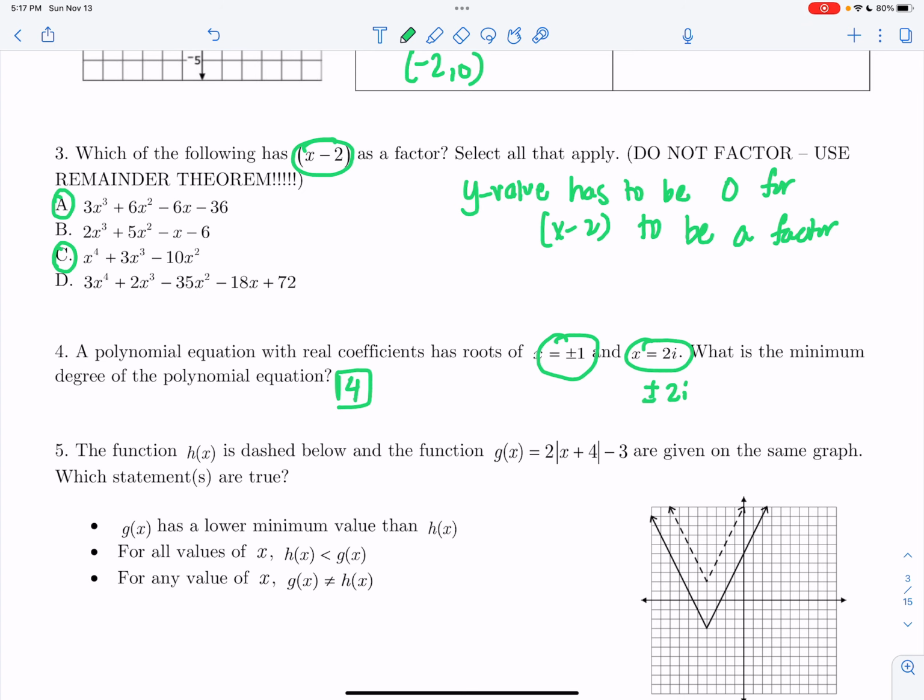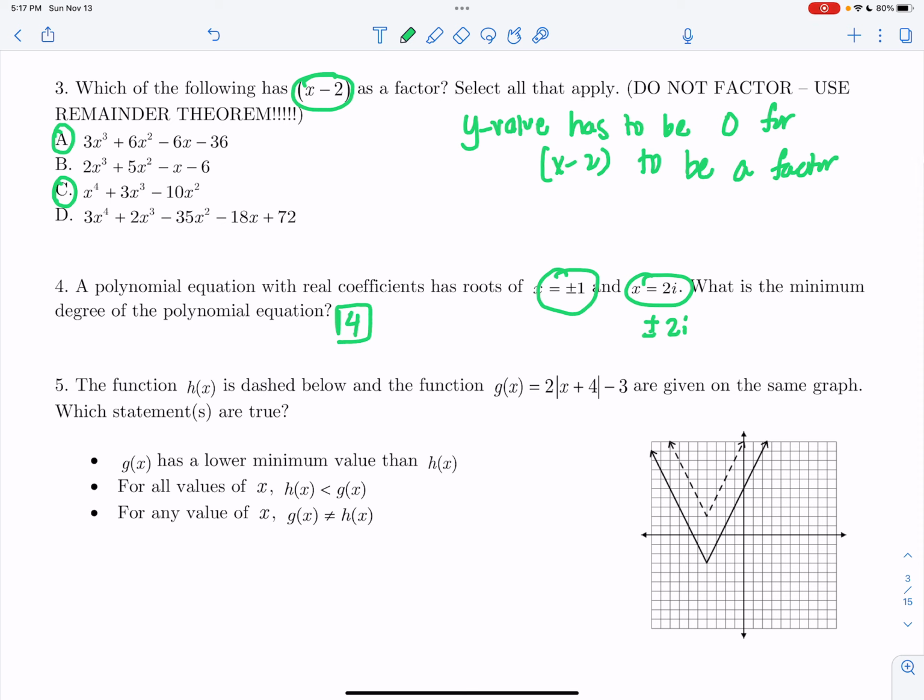The function h of x is dashed below, and the function g of x is solid, and it's on the same graph. Which statements are true? G of x has a lower minimum, so that is true because g of x is my solid line. For all values of x, h of x is less than g of x. So h of x is my dashed absolute value, and this is not true for all values. It looks like it's going to be greater than my solid absolute value.